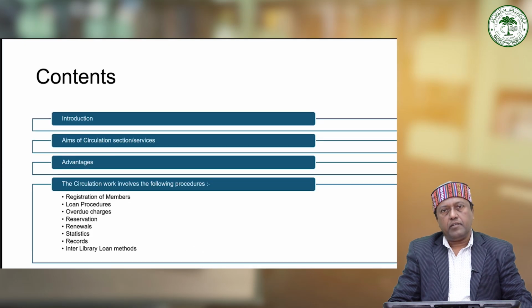So I have divided the content of this lecture into different parts. First, I'll simply give you a brief introduction, and then the aims of the circulation section. We will discuss the aims, and then what the advantages are, and then the circulation work, basically what all activity it is doing. I told you that right from registration of members to interlibrary loaning, all these activities are taken up by the circulation section. So we will take them up one by one.